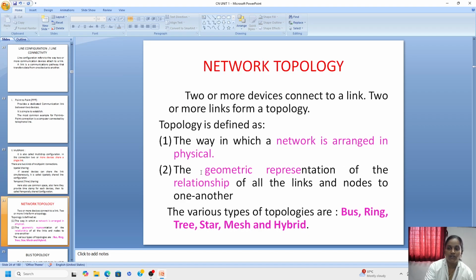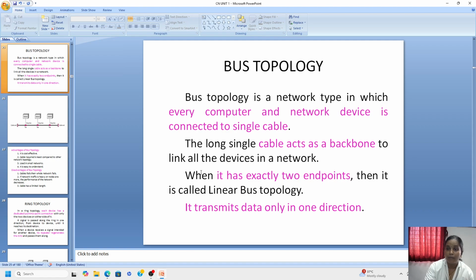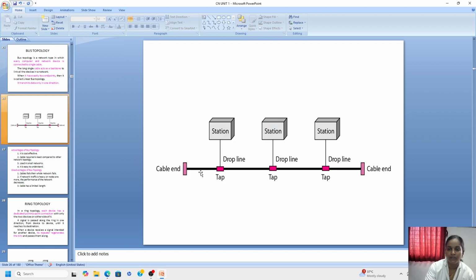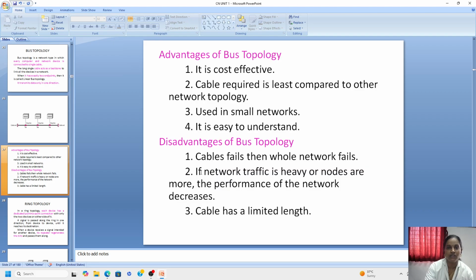The network topologies. These are all the network topologies: bus topology, ring topology, tree topology, star topology, mesh and hybrid topology. These are devices connected to a link that can perform data communication. In bus topology the devices are arranged like a bus. This communication is a serial communication. So this is a diagrammatic representation of a bus topology.